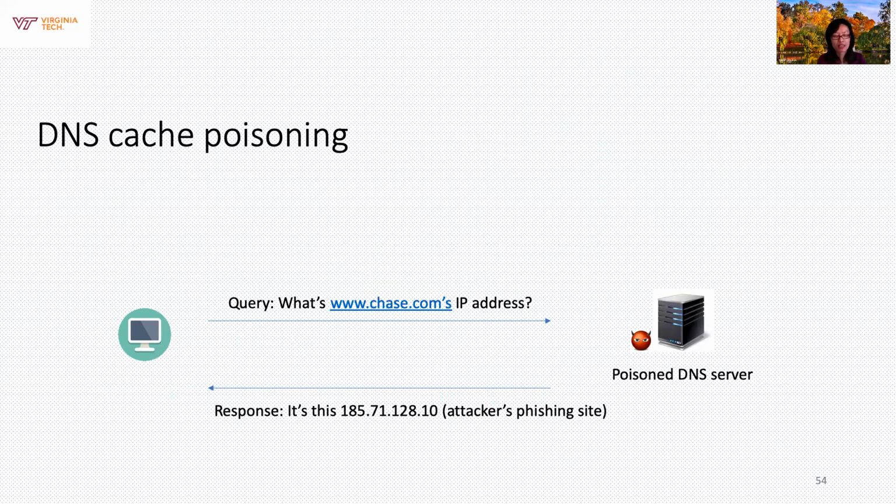DNS cache poisoning is something that I want to mention here. What does it mean? A lot of times DNS records are cached just for performance purposes. A lot of people all use Amazon.com, Facebook.com. But if that cached information is spoofed, not authentic, injected by the attacker, then the victim may be visiting an attacker's website, a phishing website.